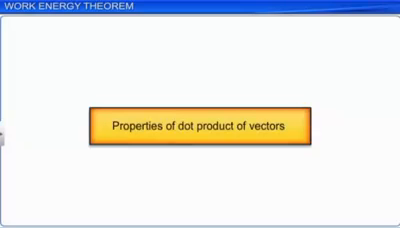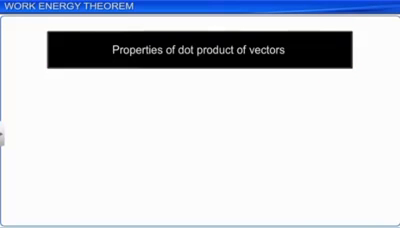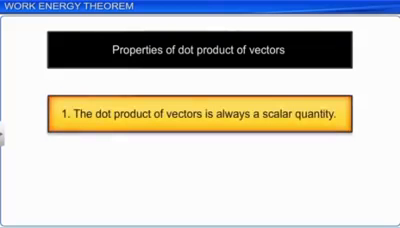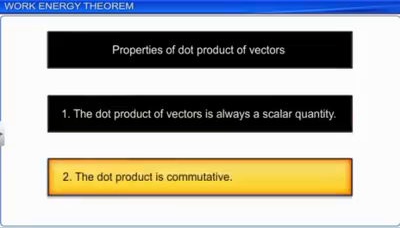Now, let's see some properties of the dot product of vectors. 1. The dot product of vectors is always a scalar quantity. 2. The dot product is commutative.